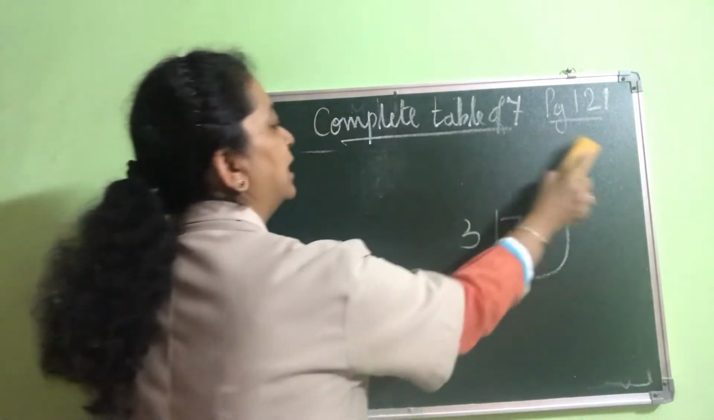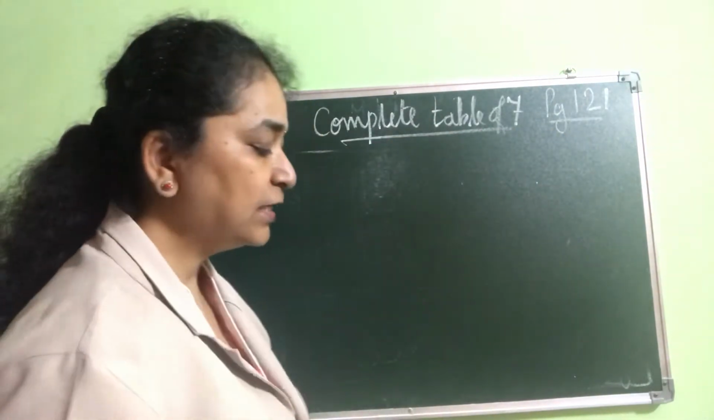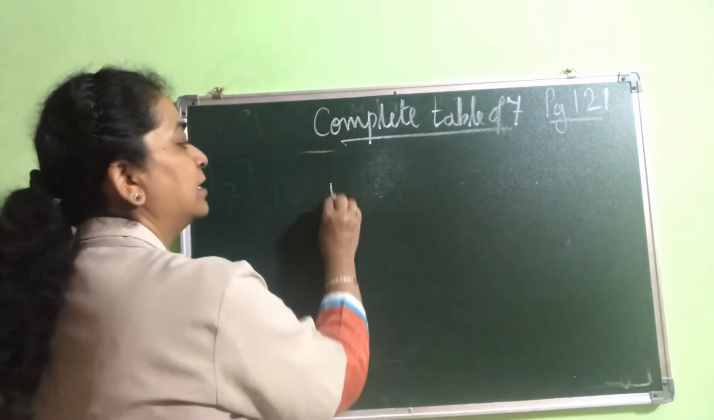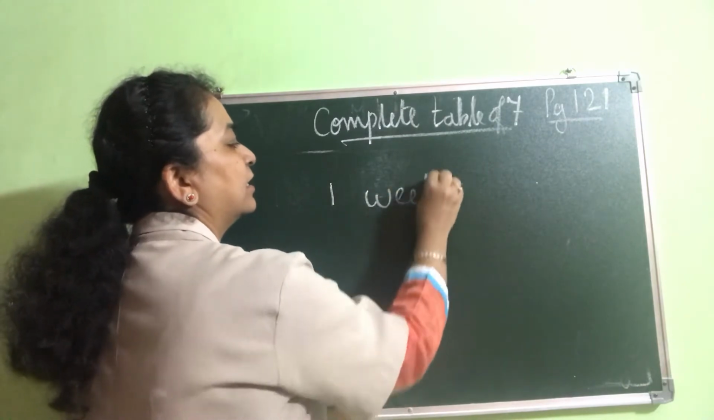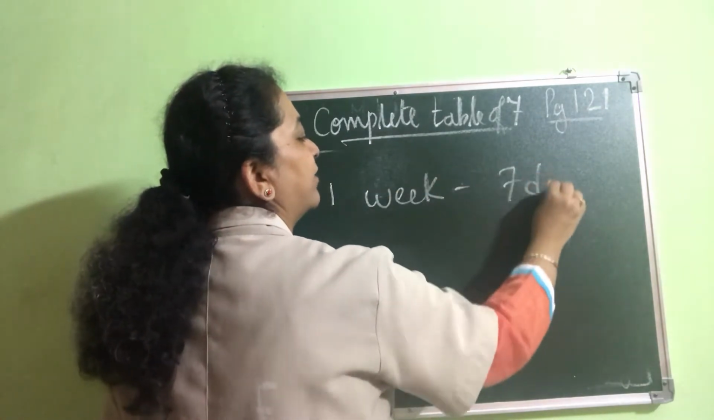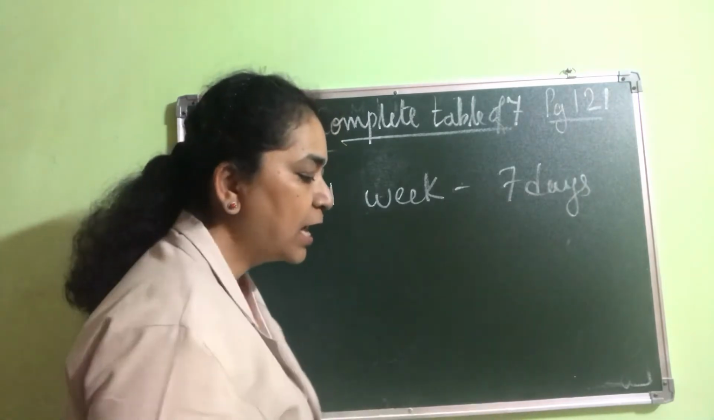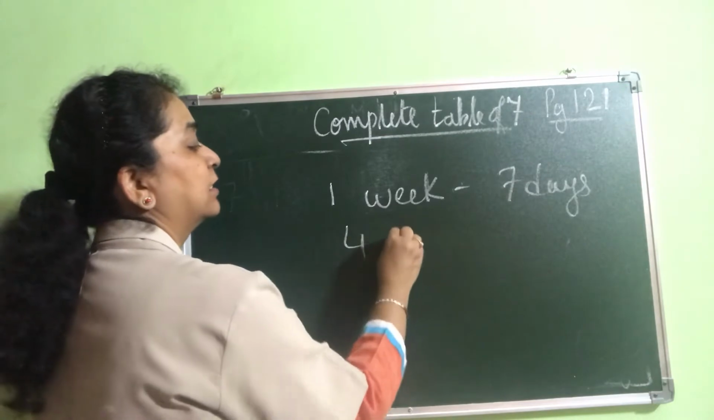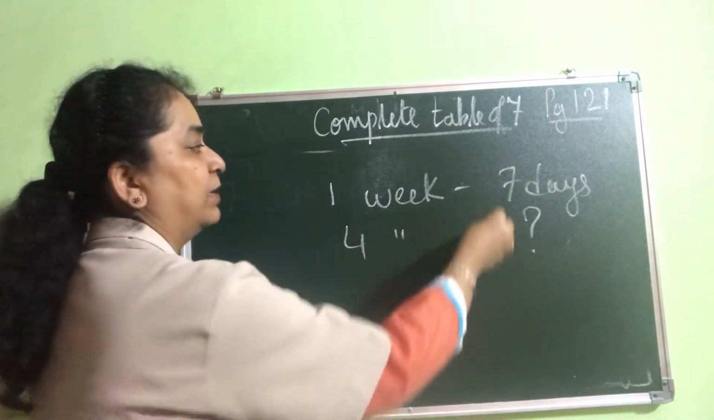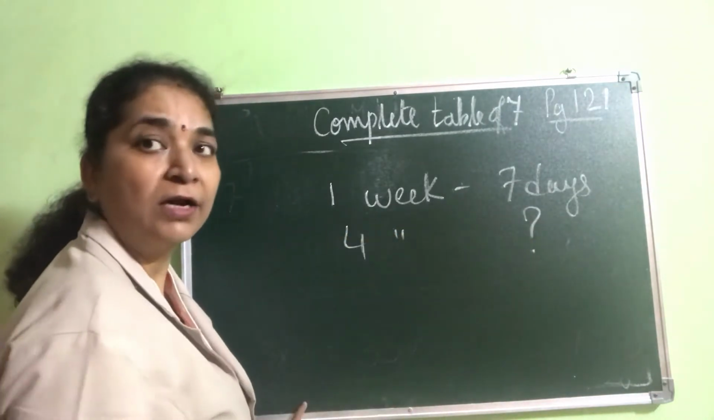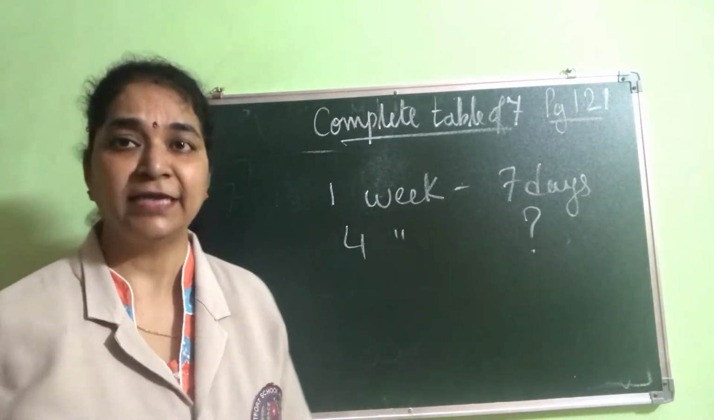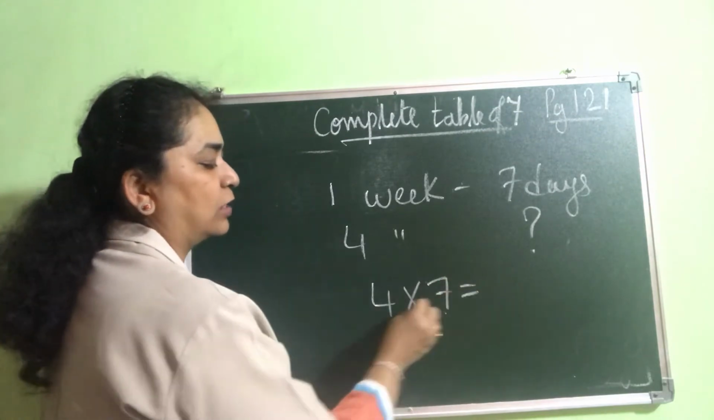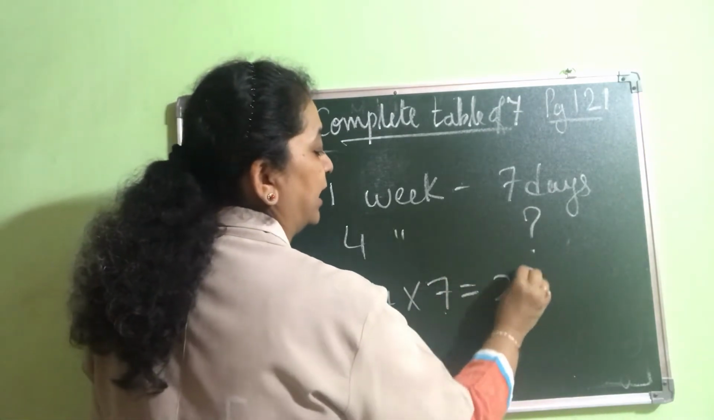Down there here one word problem is given. In that let us understand how. There are 7 days in 1 week. How many days are there? 7 days. What is he asking? How many days are there in 4 weeks? In 4 weeks, how many days? We will multiply 7 into 4. Then we will get how many days. So, 4 into 7 or 7 into 4. What is the answer? 28 days.